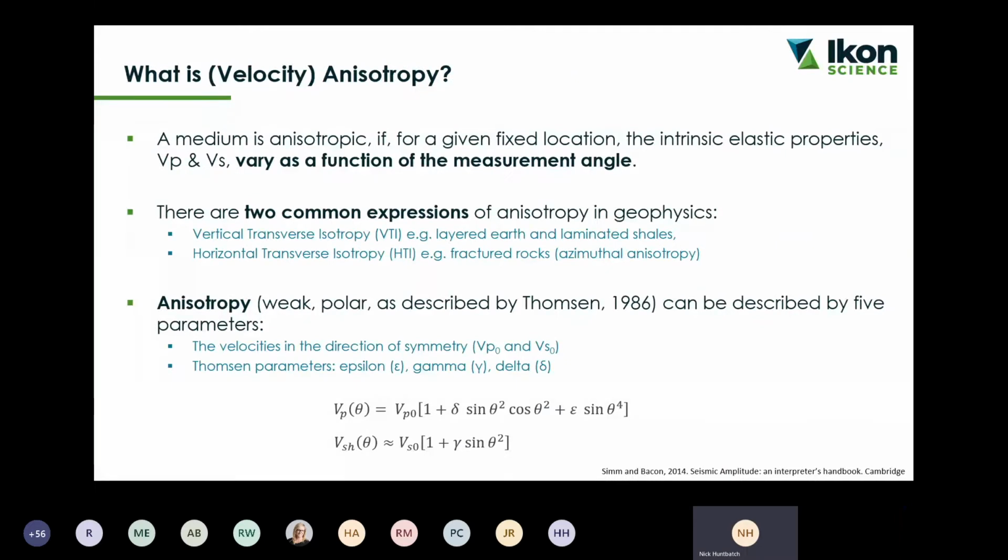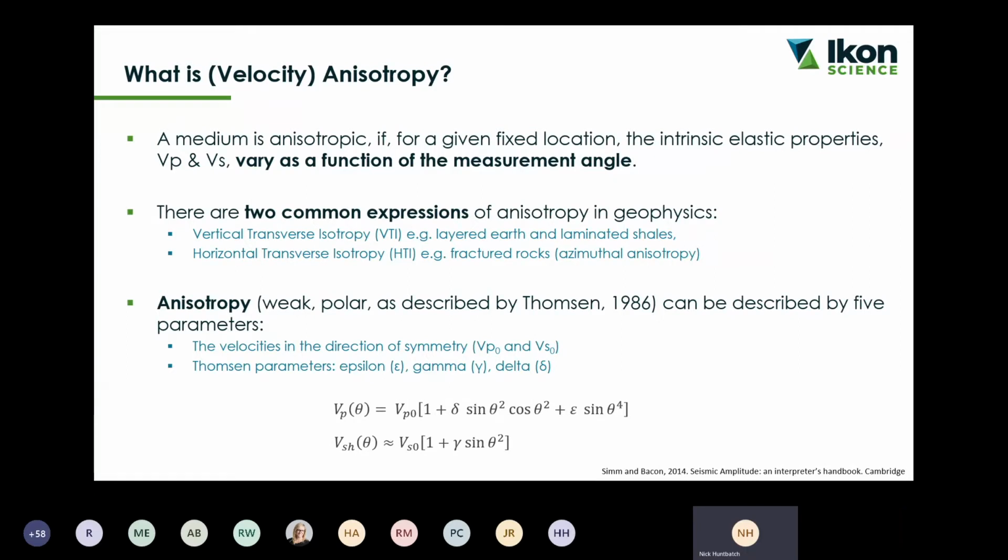So specifically, what is velocity or elastic anisotropy? Basically, if a medium is anisotropic, then if you take measurements at different angles, your velocities will vary. That can have two expressions. It's either VTI, vertical transverse isotropy, which is your layered earth, laminations, your layering, or it's HTI, which is your fracturing, such as fractures in carbonates, azimuthal anisotropy. Those are the two common expressions we think about for geophysical applications.